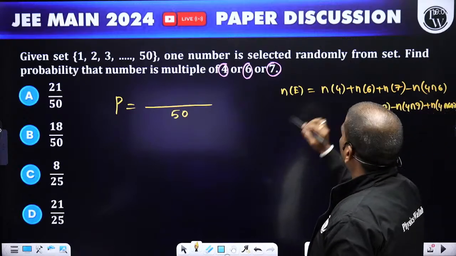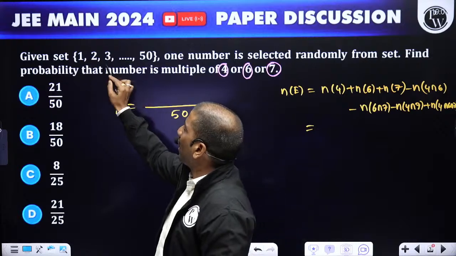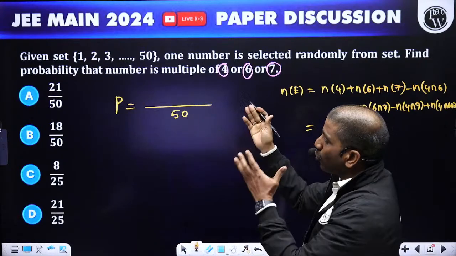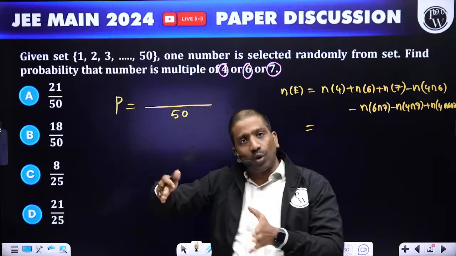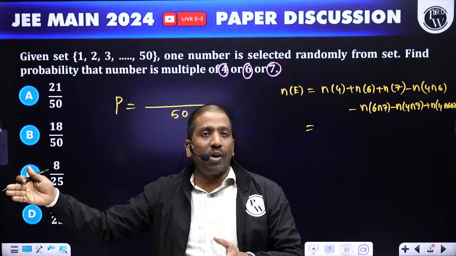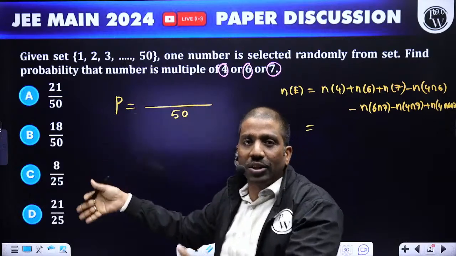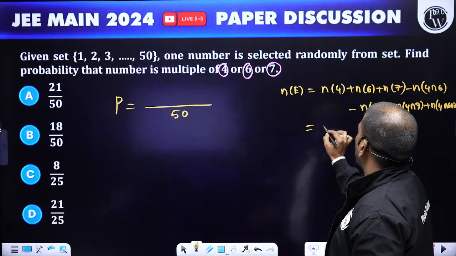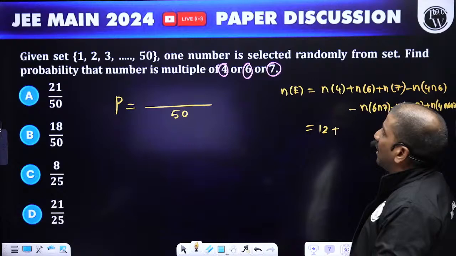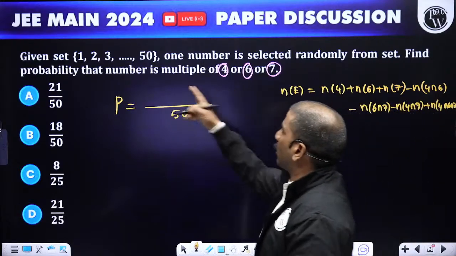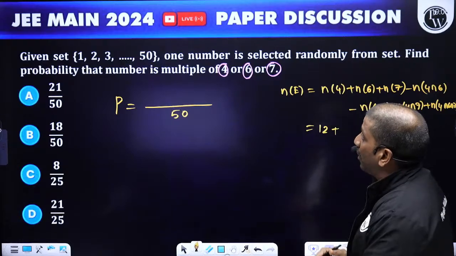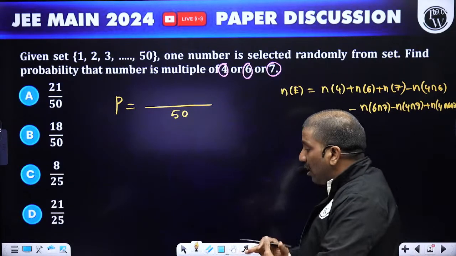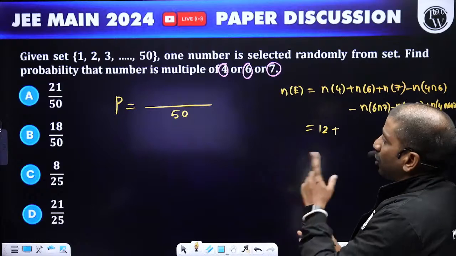How many multiples of 4? Just observe: 4 times 1, 4 times 2 is 8, 4 times 3 is 12, and the last one is 4 times 12, which is 48. So that is just 12. Plus multiples of 6 again. The last one, from the 6 table, is 6 times 8 is 48.